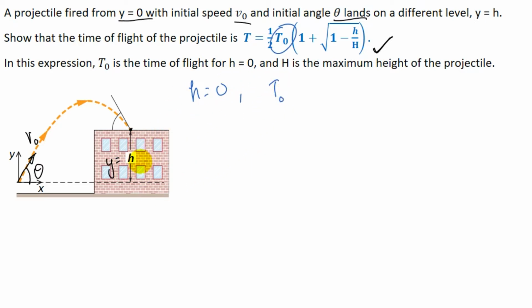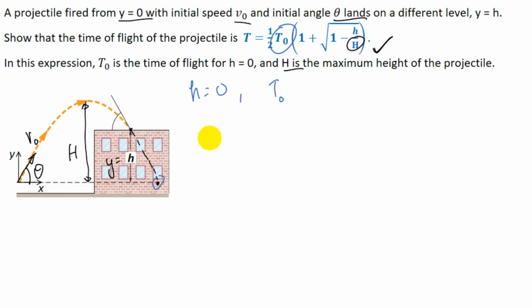Basically, when h becomes 0, the projectile will land on the same level from which it was thrown. When h becomes 0, this would be the landing point for the projectile. Okay, and this h here is the maximum height of the projectile. So this is the maximum height. This is what they are saying. This is h. Now first I'm going to find the time of flight for the projectile that lands on the same level, that is this level. Then what would be the time of flight?